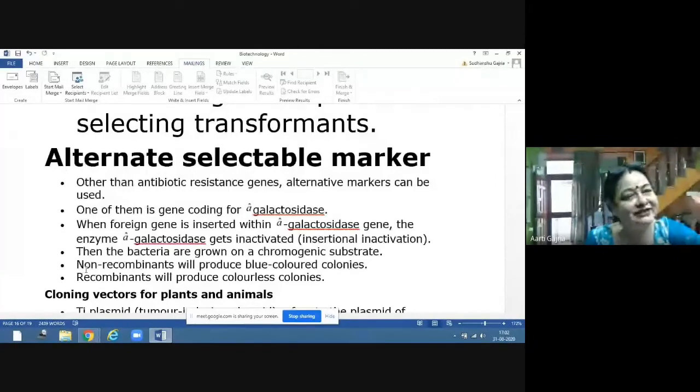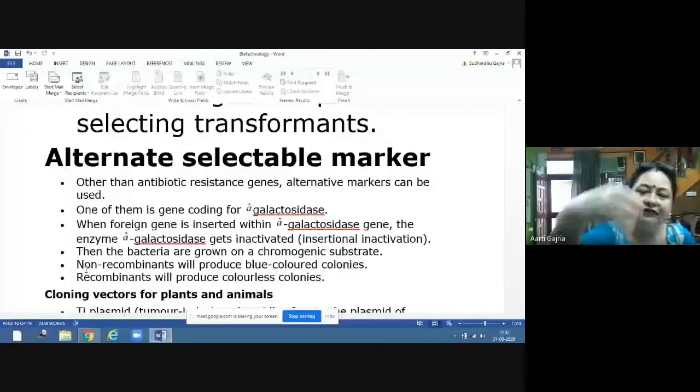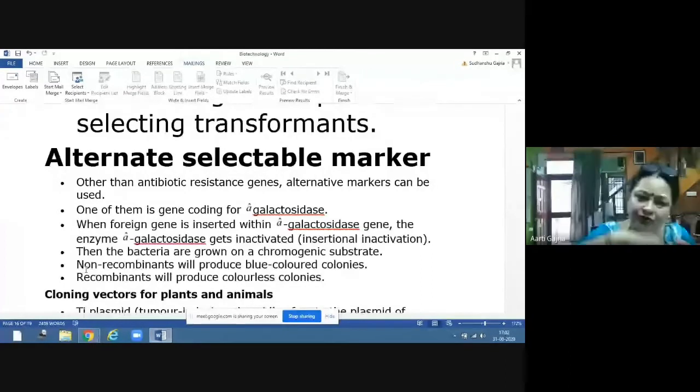So this is called insertional inactivation. Insertional inactivation means inactivation of the gene because of the insertion of a new gene. When we are inserting a new gene, the gene of our interest, the foreign gene, then the gene which was present there earlier gets inactivated, will not be operational. So that is called insertional inactivation.